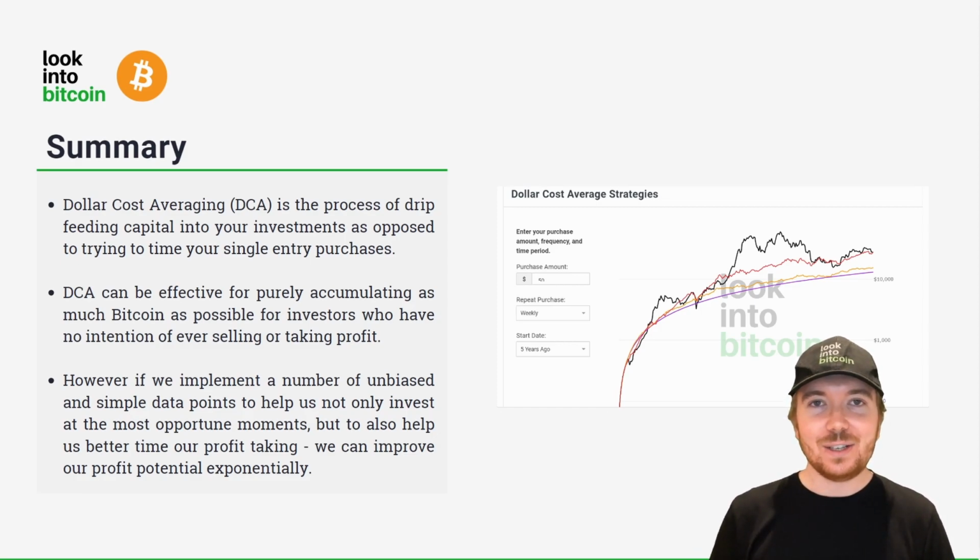I'm almost certain you could come up with a much more efficient strategy to find confluence between multiple different metrics that we provide to really ensure you're accumulating BTC when it's at a heavily discounted price and ensuring you're taking profit and selling at the best, highest prices possible. And combined, those are really, really hard returns to beat.